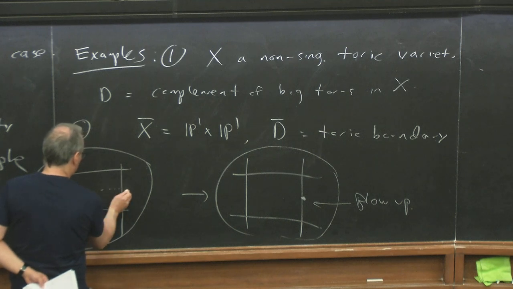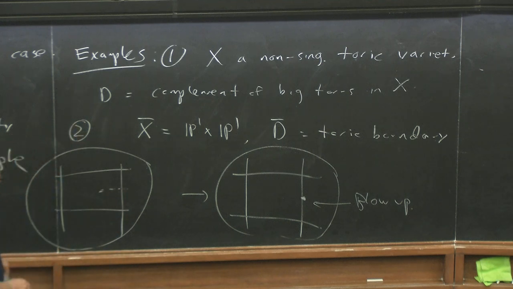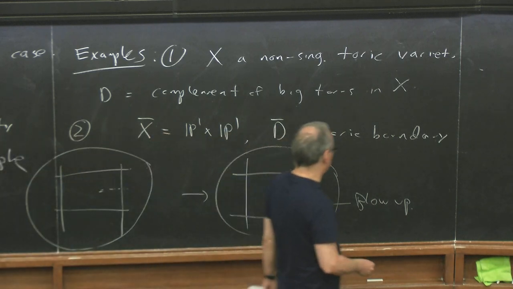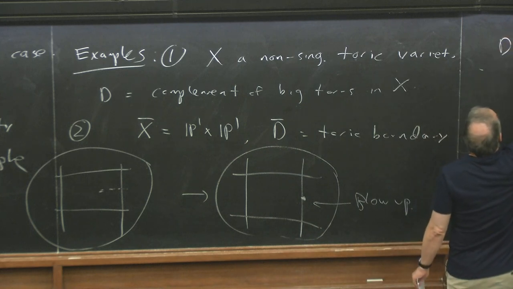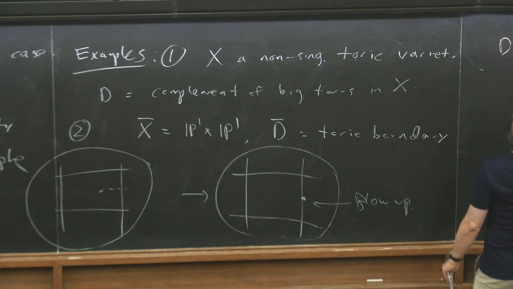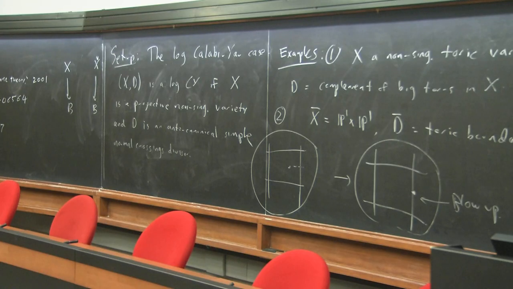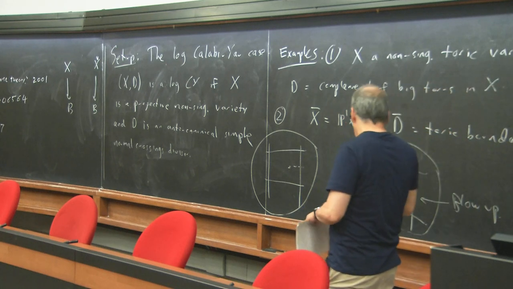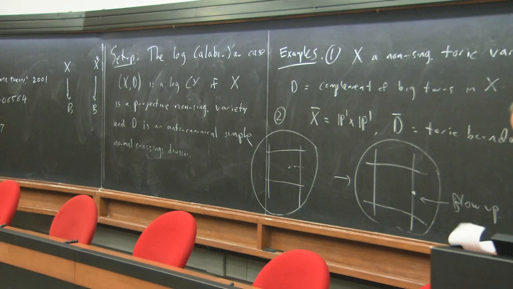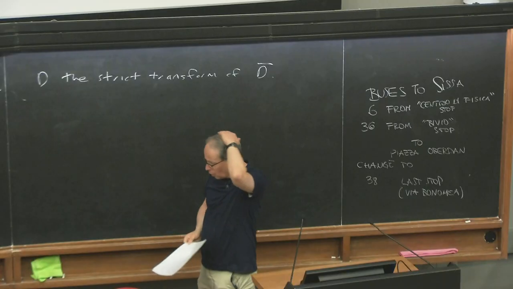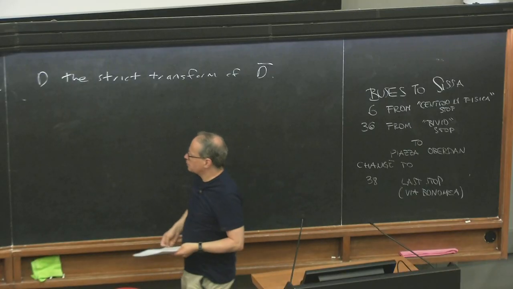And I'll draw the exceptional curve as dotted because I'm not going to include it in the boundary. So I'll take D to be the strict transform of D bar. So this will be my running example, and I'll get back. Oh, I should calculate the mirror to this at the end.